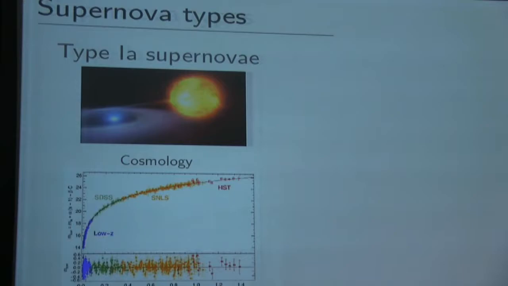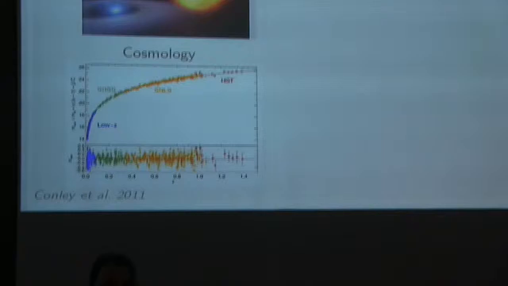So what happens is they reach a specific mass limit, the Chandrasekhar limit, and explode. Because they always explode at the same mass limit, the idea is that they explode at the same brightness. There are caveats to that, but this is more or less true. And what that means is that you can get beautiful Hubble diagrams like this. This is a little bit outdated now, but this is various data sets going out to quite high redshift, measuring the expansion history of the universe.